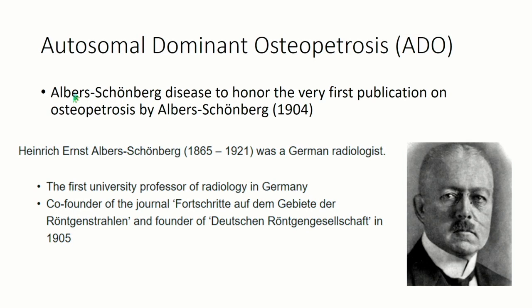I will talk about autosomal dominant osteopetrosis. This is also called Albers-Schönberg disease to honor the very first publication of this disease by Albers-Schönberg. He was a German radiologist, the first university professor of radiology in Germany, and co-founder of this journal. I'm not going to read it, of course, in 1905.